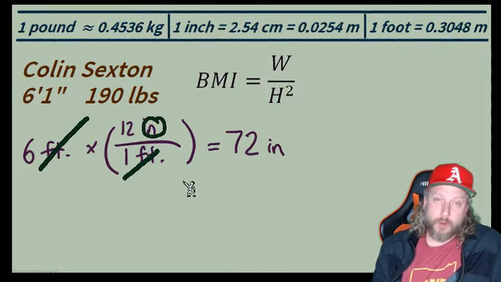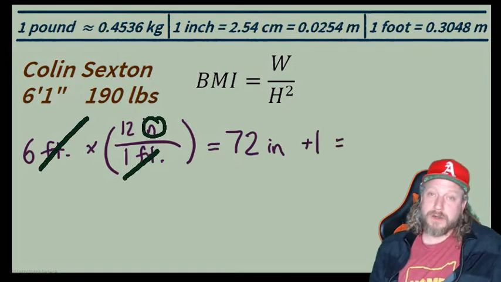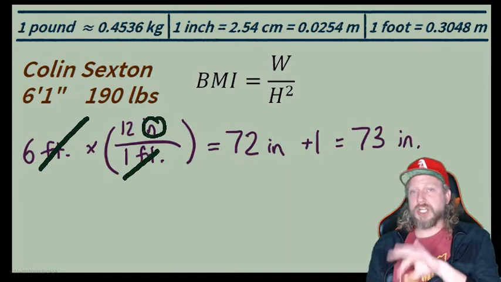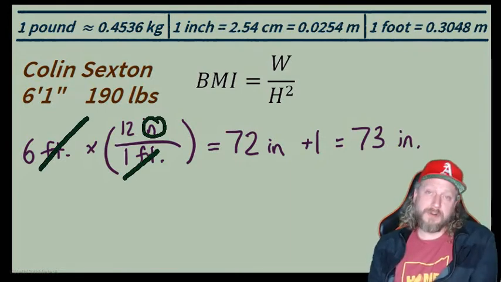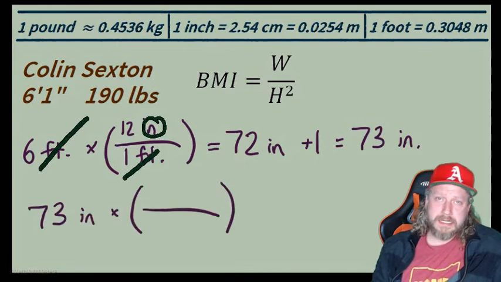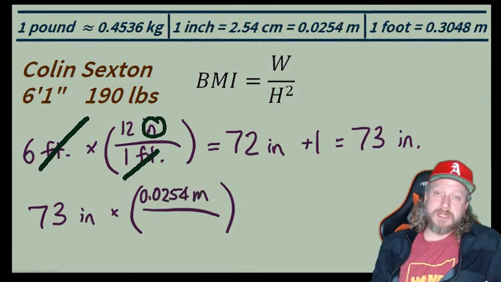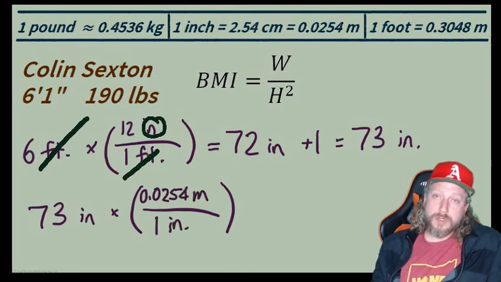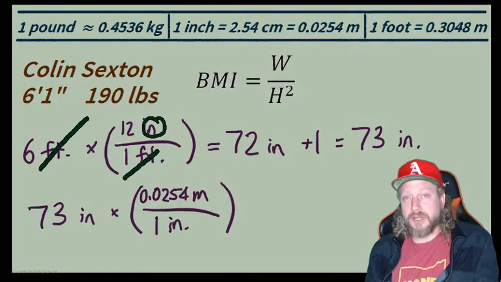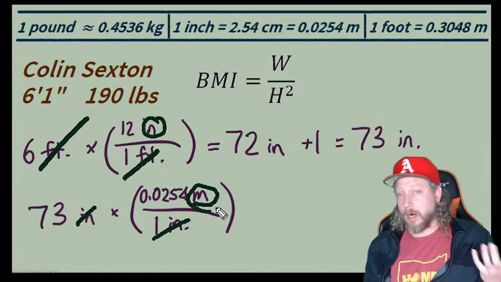Collin Sexton is 6 foot 1, so we're going to add in that extra 1 inch and have a total of 73 inches for height. Now that we've taken his height that was in those mixed units of feet and inches and changed it only into inches, we can convert the inches into meters using our conversion factor. I'm going to set it up the same way as I did converting the feet into inches, starting with 73 inches and multiplying by this conversion factor of 0.0254 meters per 1 inch. And just like before, that's going to have our units of inches divide out, and we're left with the units of meters, which we need for our BMI formula.